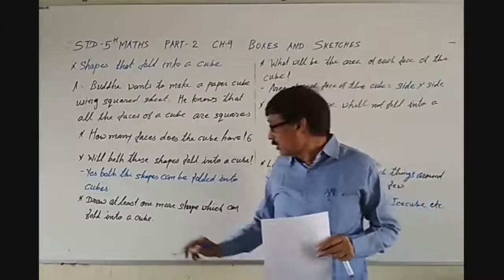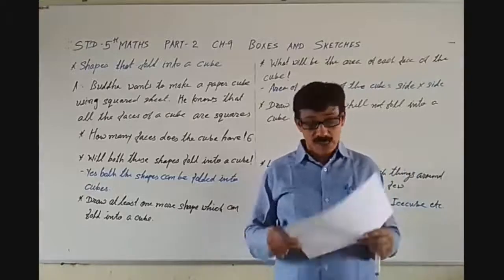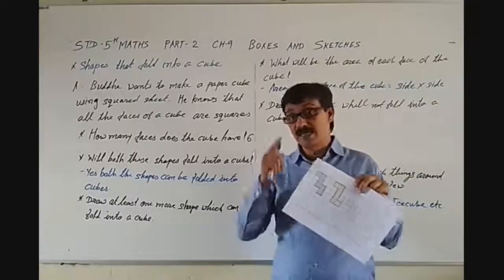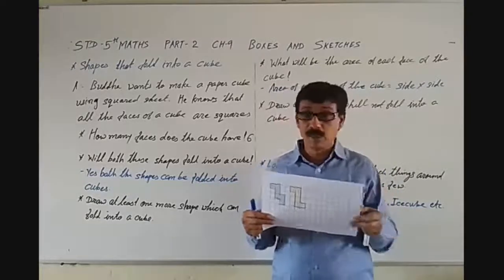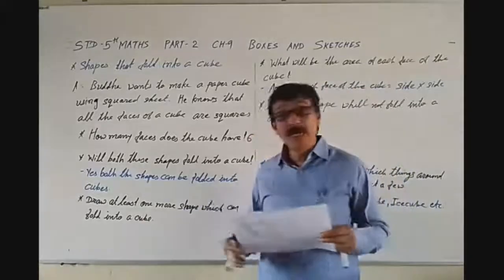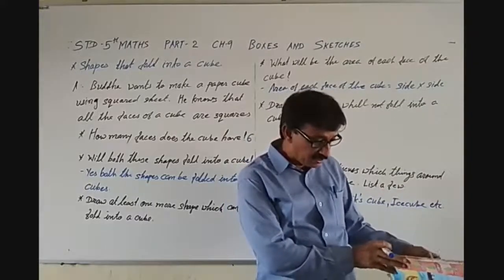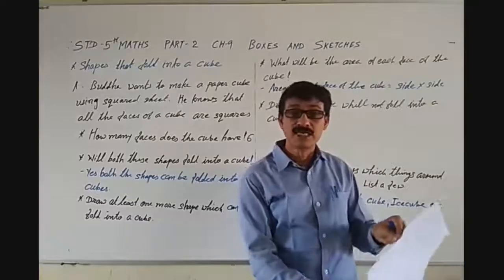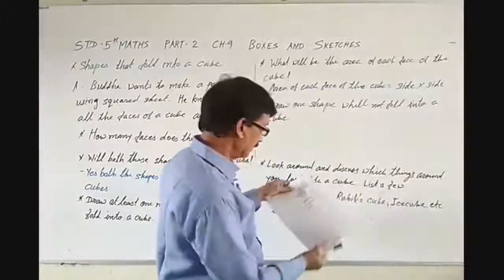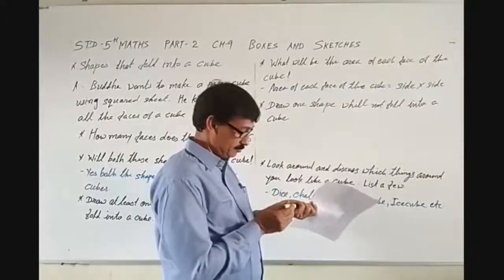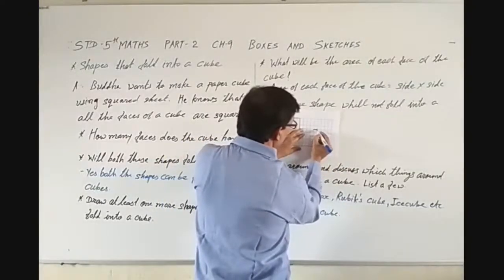Now the next question is, draw at least one more shape which can fold into a cube. In this one, you have to draw at least one more shape which can fold into a cube. So let's draw one more fold from which we can make the cube. Let me draw that one. See, suppose I am drawing it over here. Then I will show it to you. Suppose this is the shape.